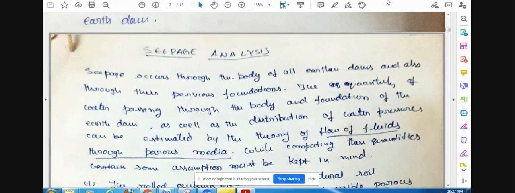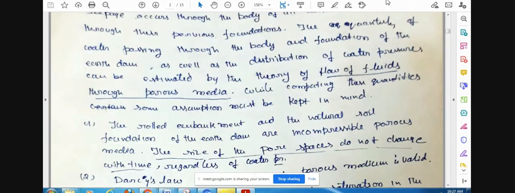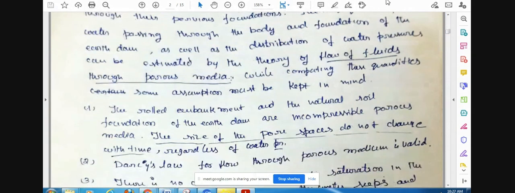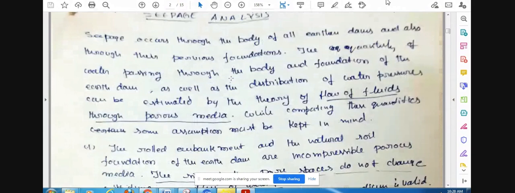The quantity of water passing through the body and the foundation of the earthen dam, as well as the distribution of the water pressure, can be estimated using a theory called flow of fluids through the porous medium. Okay. While computing these quantities, some assumptions must be kept in mind. Okay, so this is a natural phenomenon, right?